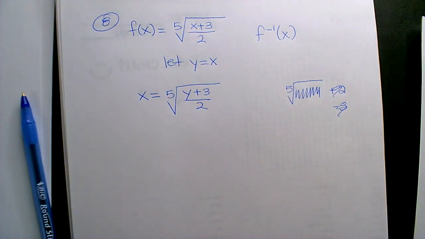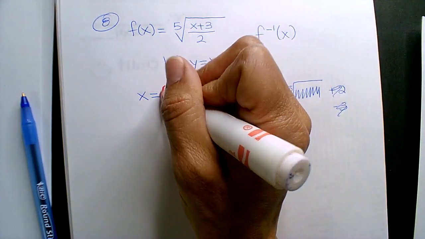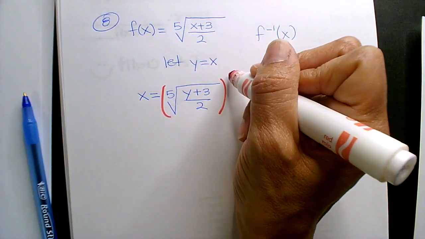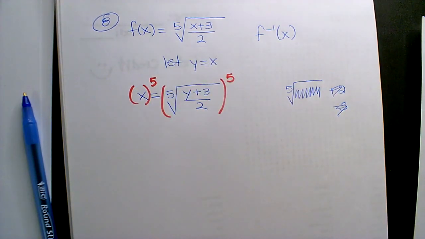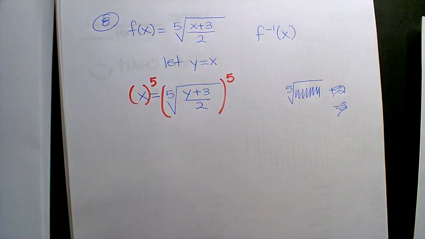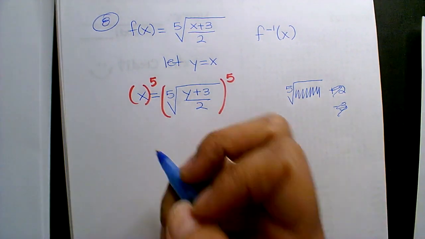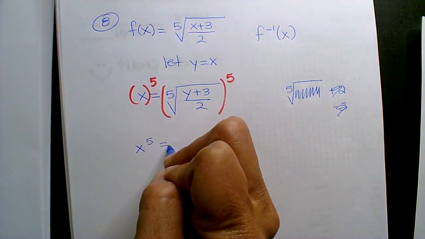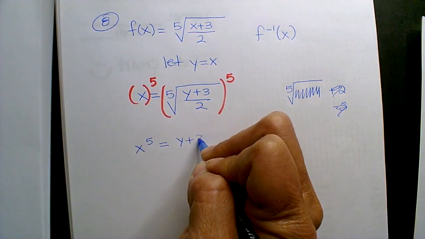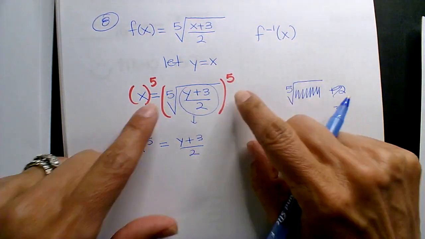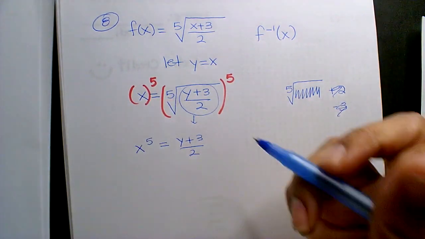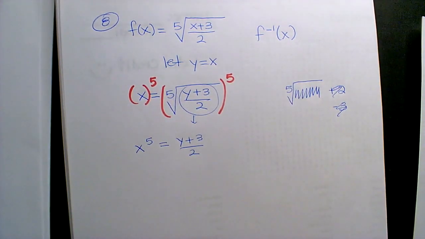So then I'm going to take, and if the radical is to the fifth power, then I'm going to multiply to the fifth. Yes? And so they inverse operate each other, and so I get x to the fifth is equal to y plus 3 over 2. And so the radicand just comes right out. As long as these two match, they inverse operate, okay? They're the identities of each other.